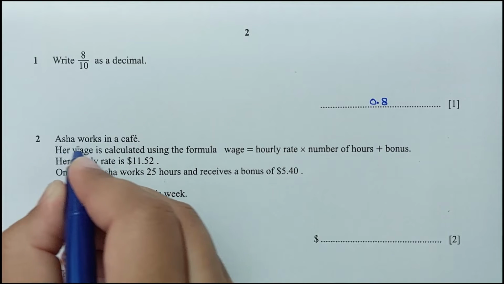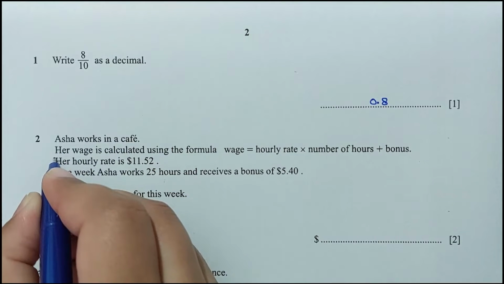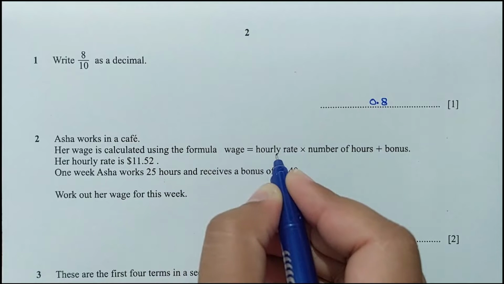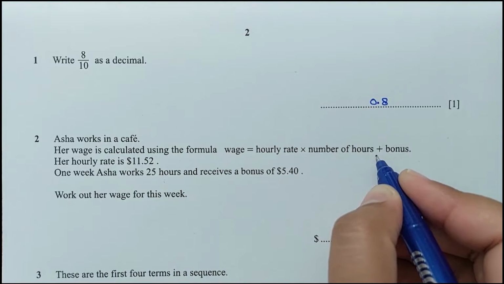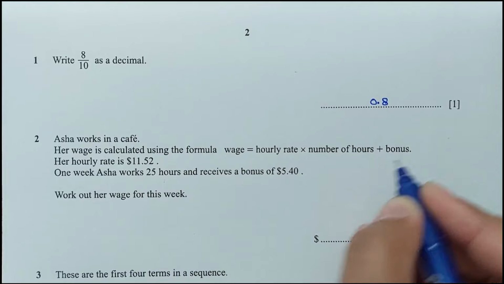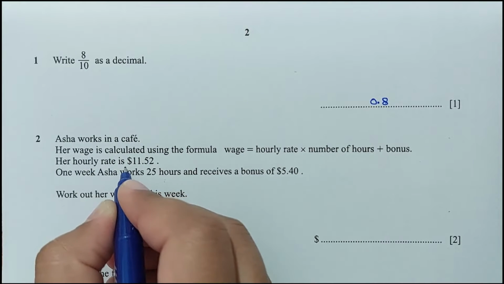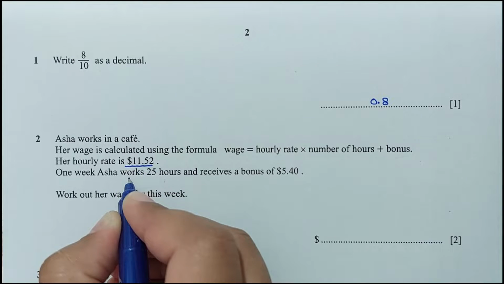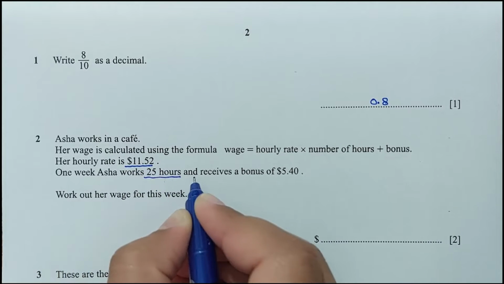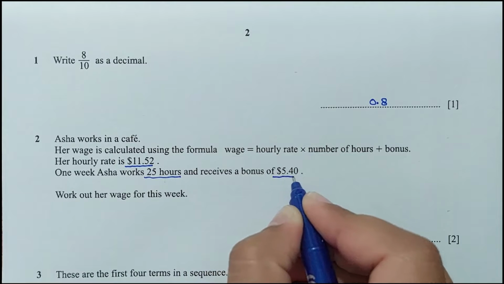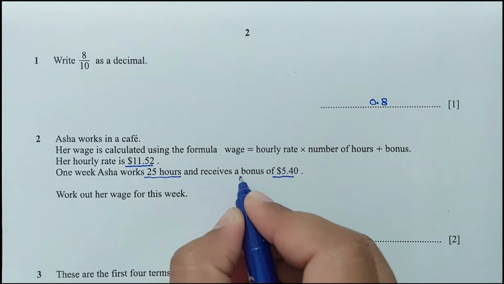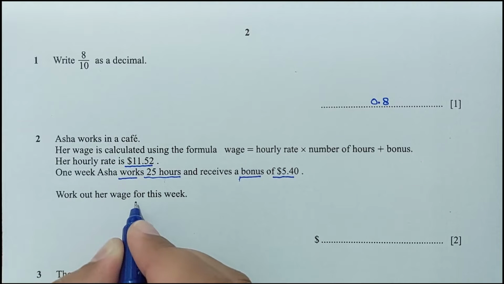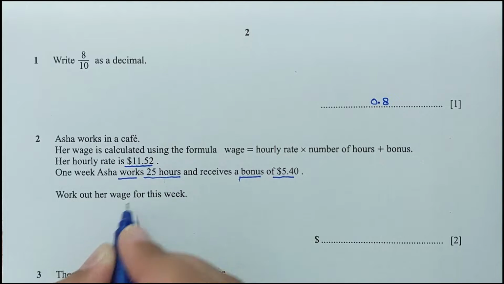Question number 2, Isha works in a cafe. Her wage is calculated using the formula wage equals hourly rate times number of hours plus bonus. Her hourly rate is $11.52. One week Isha works 25 hours and receives a bonus of $5.40. That is the bonus, and this much she works. Work out her wage for this week.